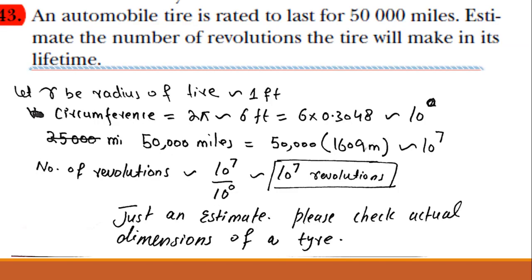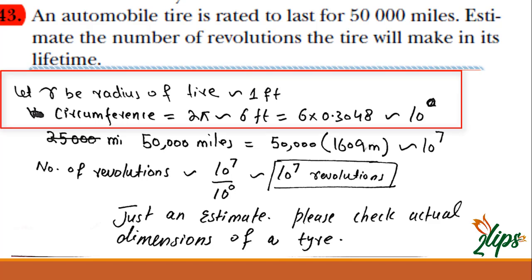So the last problem here is the automobile tire is rated to last for 50,000 miles. Estimate the number of revolutions the tire will make in its lifetime. Okay, so let us consider that the radius of a tire is 1 foot. So the circumference of this circle will be 2 pi times r. So this will be 6 feet. So I can convert this into meters. So we know that 1 feet is equal to 0.3048. So 6 multiplied by 0.3048 is approximately equal to 10 raised to power 0, means that it is almost around about 1 meter.